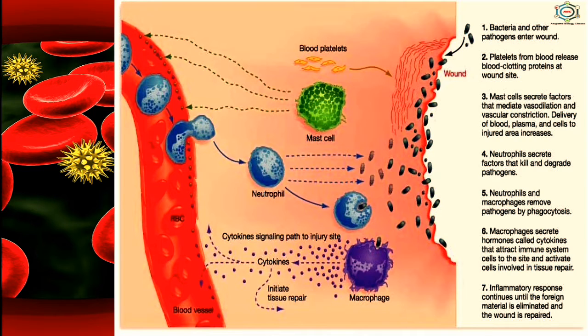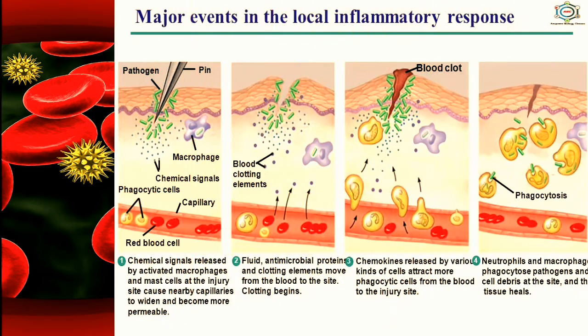Then neutrophils secrete factors that kill and degrade pathogens. Then neutrophils and macrophages remove pathogens by phagocytosis. Then macrophages secrete hormones called cytokines that attract immune system cells to the site and activate cells involved in tissue repair. Then the inflammatory response continues until the foreign material is eliminated and the wound is repaired. So this is all about the events which occur in the inflammatory reaction.